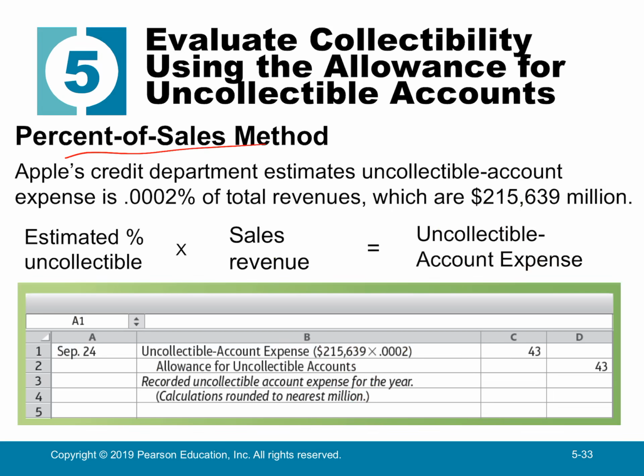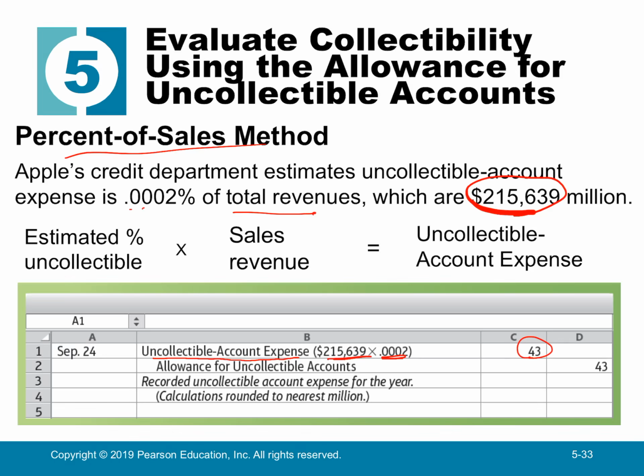So the percent of sales method is this. Apple's credit department estimates uncollectible account expense is 0.0002% of total revenues. And for this period, our total revenues were this amount. So what we're going to do is debit uncollectible account expense, and we're going to calculate the number by taking our sales for this period times our estimated percentage that are going to be uncollectible. And that is our expense figure.